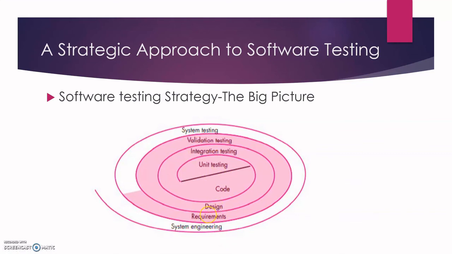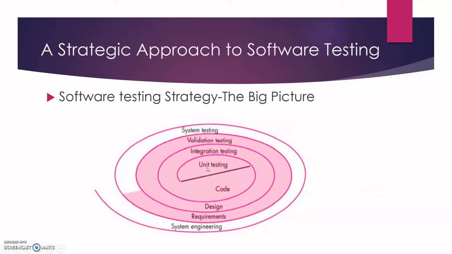And finally to coding. Okay, so first system engineering, requirements, design, and then finally to the coding. Then unit testing. While we move on to the other side, we have the unit testing phase.